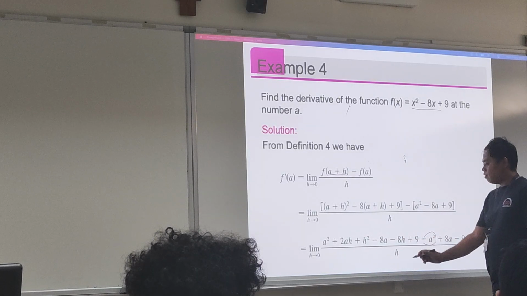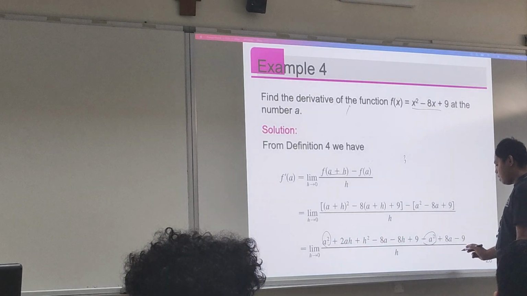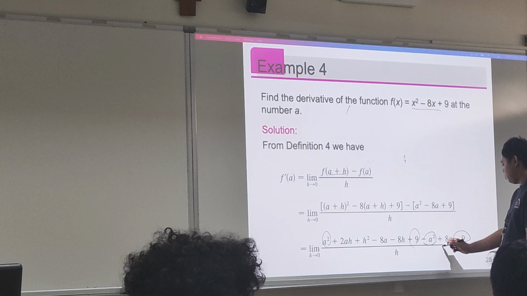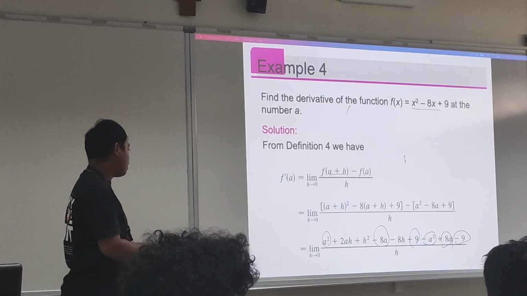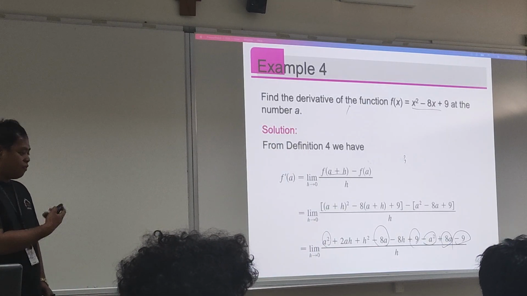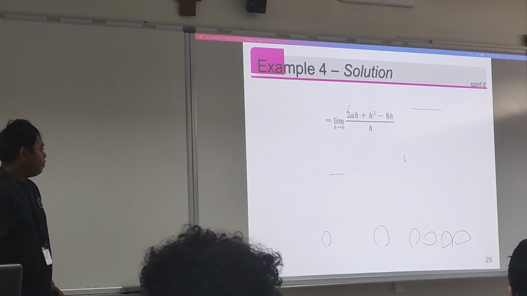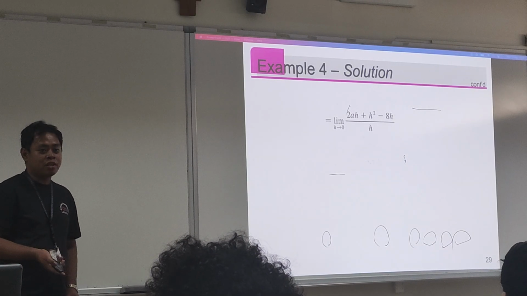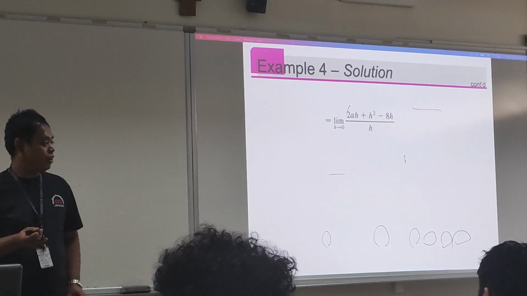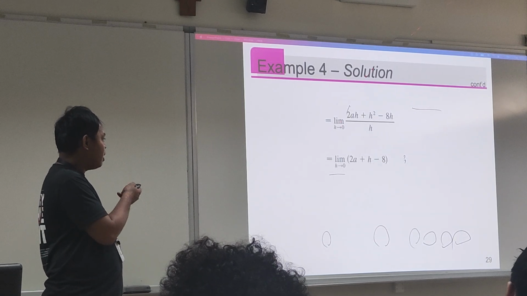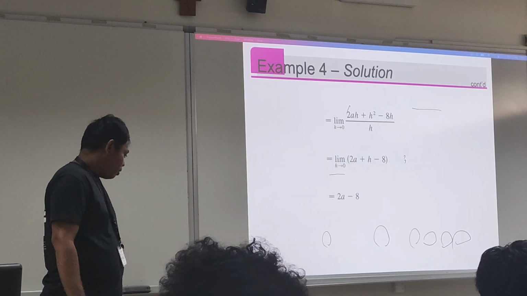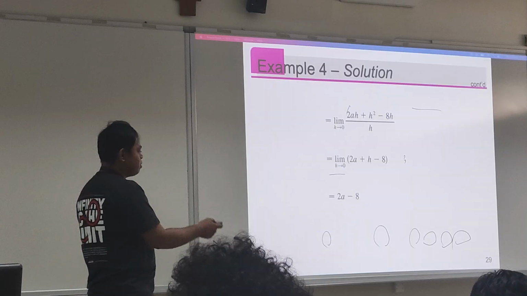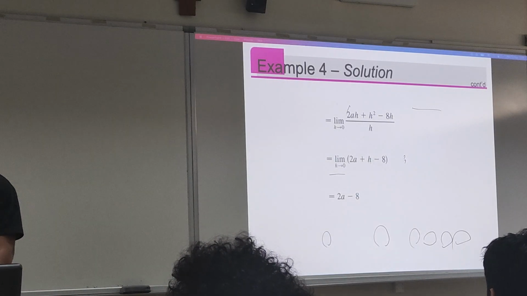So this one and this one, that is just 0, no? And this one also, and this one is 0. This one and this one is 0. So the remaining terms are 2ah plus h squared minus 8h. Now you can factor out h, which is common to every term. With that, you can cancel it out. So you will now have 2a plus h minus 8, and taking the limit as h approaches 0, you have 2a minus 8. And that will be the answer.